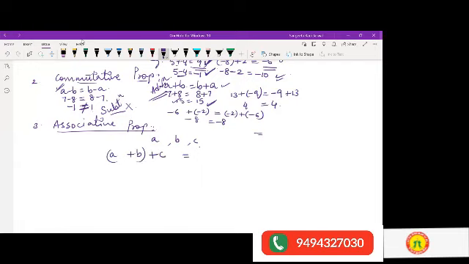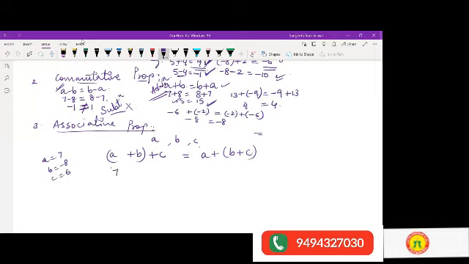If we are grouping like this, A plus B plus C. We are grouping the integers like this. This says that the sum of the integers does not depend on this. That means it has nothing to do with the order in case of addition. Okay. Now, suppose I take the example: let A be 7, B be minus 8, and C is 6.